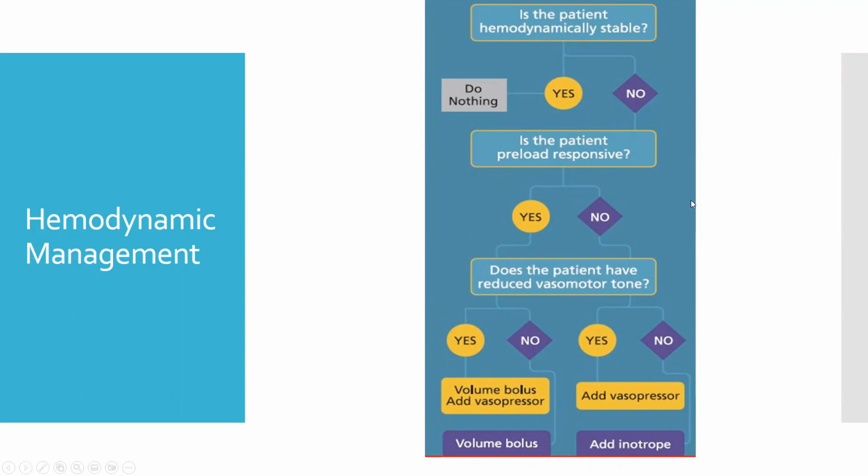So, some hemodynamic monitoring. In certain cases you're doing nothing but monitoring the patient. Is the patient preload responsive? If they are, does the patient have reduced vasomotor tone? If not, I'll give you an idea of what to do: add a vasopressor. Depending upon where they are, if the answer is yes, you add a volume bolus and a vasopressor. This is saying it's more significant, so you need to do more than one thing, and so on and so forth.